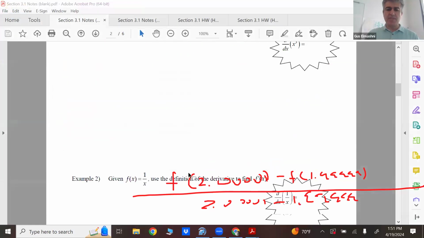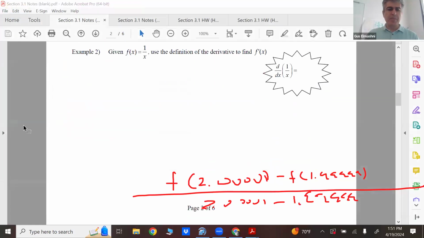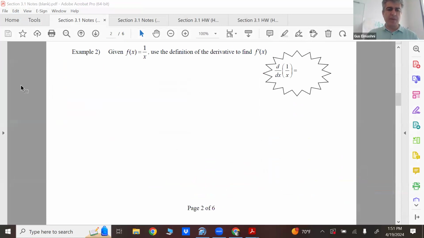Okay, now you've seen that. Let's try another one. Let me tee this up for you guys and have you do the rest. So we're going to start by doing this limit as h approaches 0.